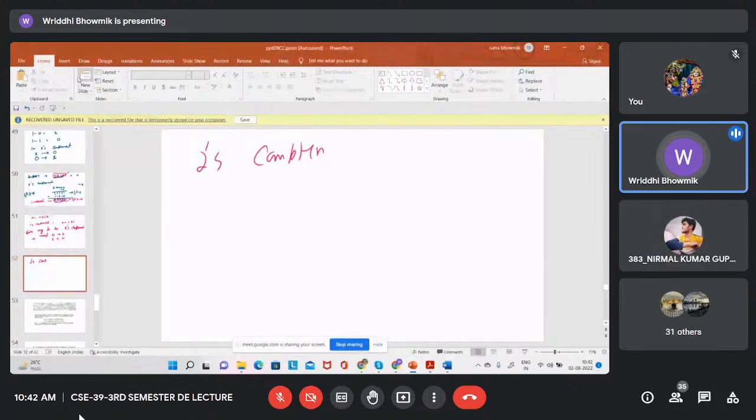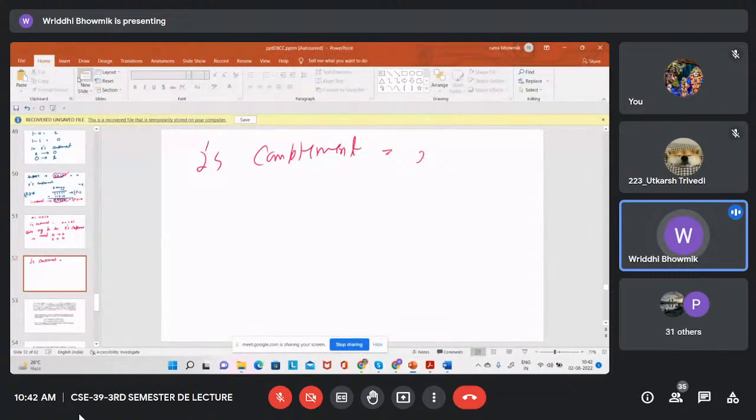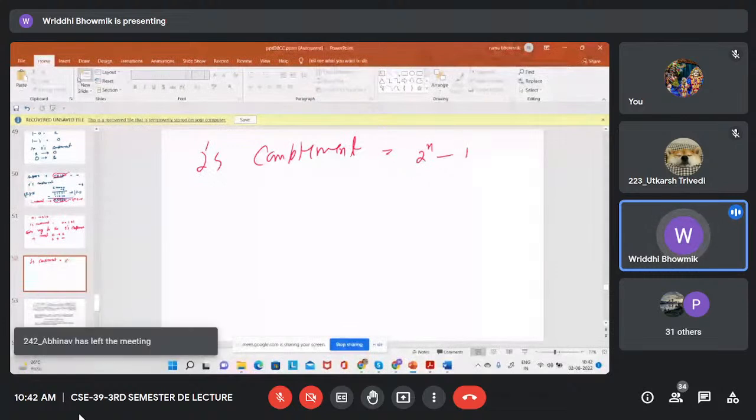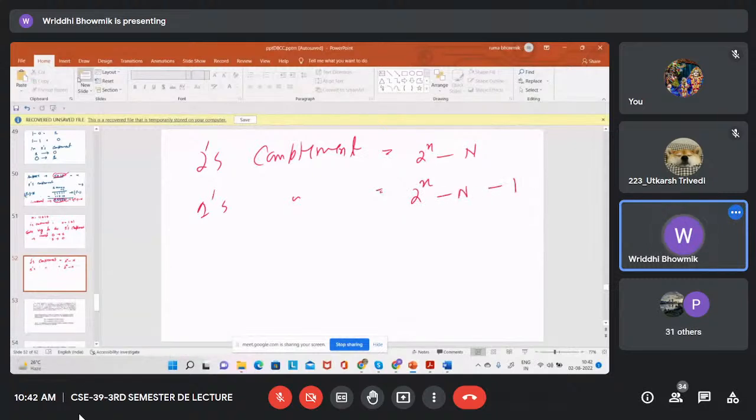Now in the twos complement, what is the formula? 2 to the power small n minus capital N. For ones complement, what was the formula? 2 to the power small n minus 1. So what is the difference? The difference is actually of binary 1, isn't it? Because in the twos complement, the formula is 2 to the power small n minus capital N. For ones complement, the formula is 2 to the power small n minus capital N minus 1. So if you compare these two formulas, the difference is only a binary 1.